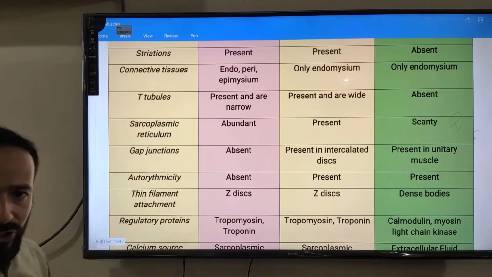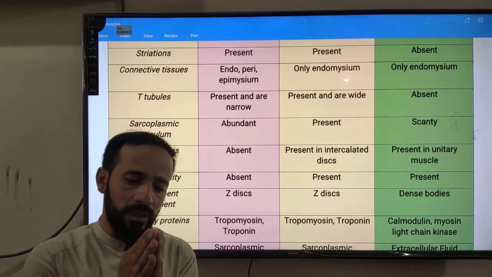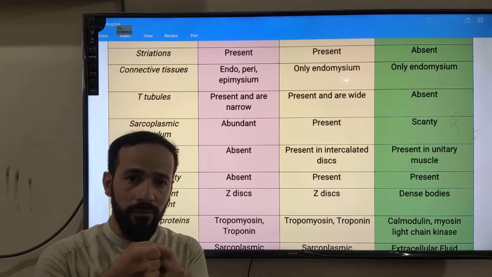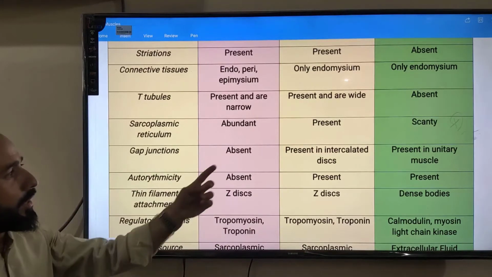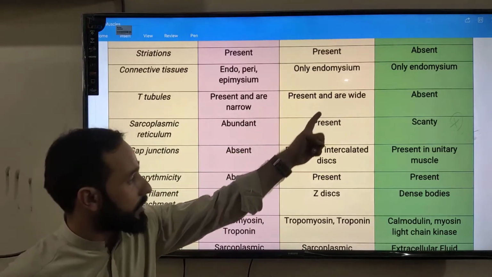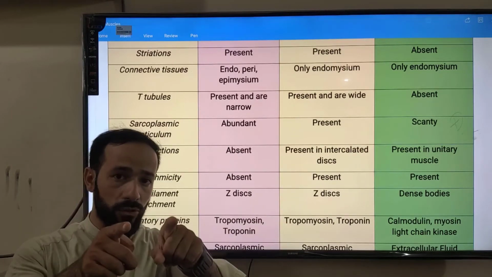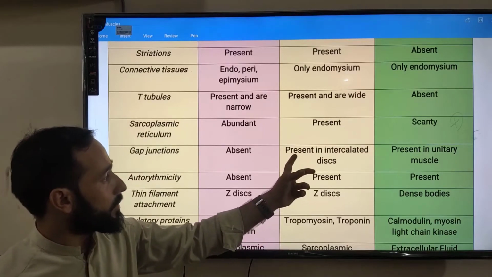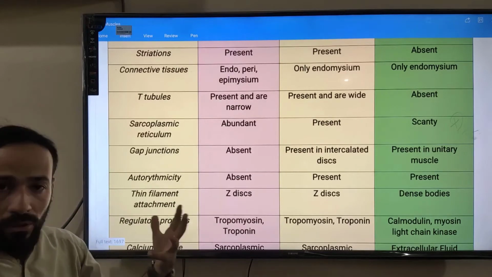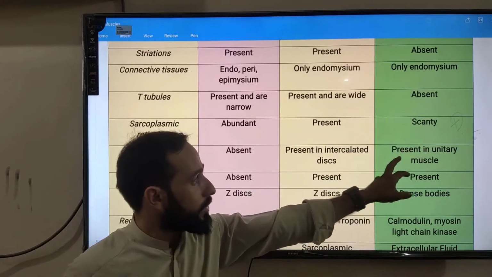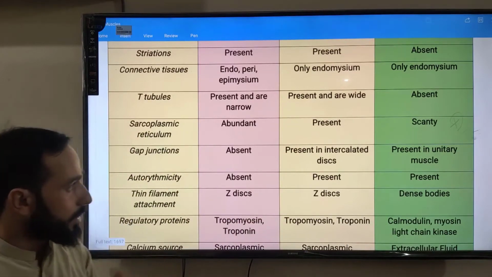Then what about the gap junctions? Gap junctions are those junctions, those molecular gates in between the adjacent cells, like epithelial cells have gap junctions in between them, right? So in case of skeletal muscles, gap junctions are absent. In case of cardiac muscles, they are present, but they are present in the intercalated discs, which I will show right now. You can see on the screen, right? So inside the cardiac muscles, gap junctions are present. Inside the skeletal muscle, gap junctions are absent, and inside the smooth muscles, they are present in unitary muscle. Unitary means in between every two muscle cells.